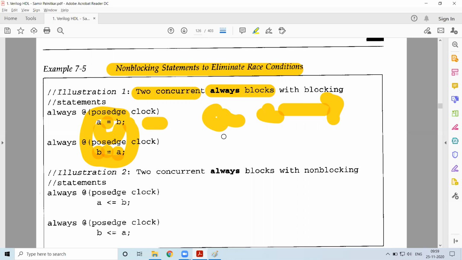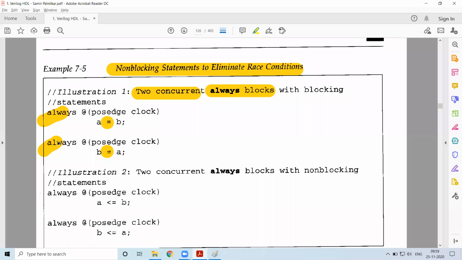But if you're using a blocking statement, there is a problem: you will not be able to achieve this. That is, these two statements might be executed with a slight difference. So if the first one starts off, B's value will be taken and updated in A. Whereas after a slight amount of time, during the posterior cycle, B would be assigned the value of A, but the value of A has already been updated to B.